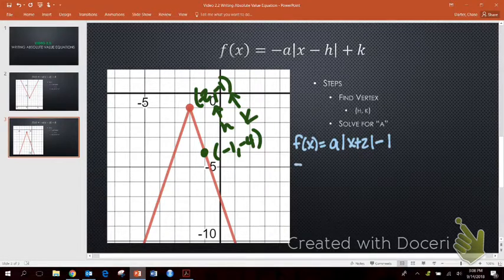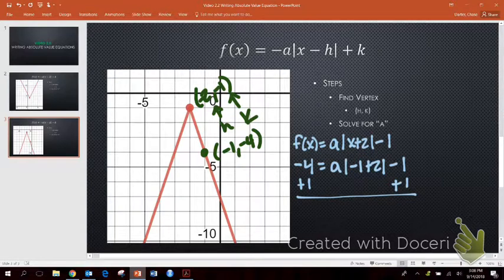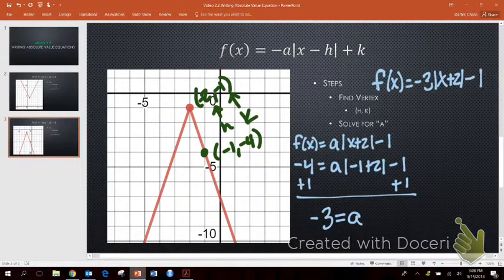My other point is -4, -1. And when I actually solve for A, I get A to be -3. So when I plug it all in, I get -3 times the absolute value of x plus 2, minus 1.